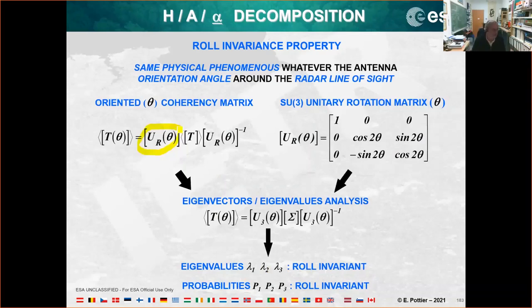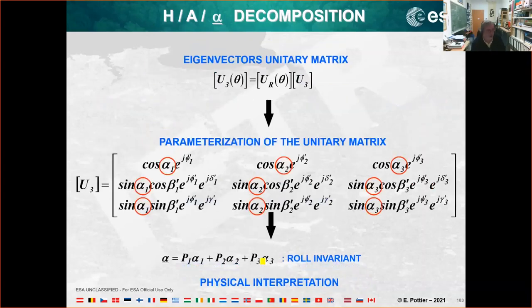But something which is very, very important is that if I derive the eigenvalues of this rotated coherency matrix, the eigenvalues are always the same. So the eigenvalues are very important parameters and are what we call roll invariant parameters. They are independent of the fluctuation of the plane. They are independent of the rotation of the antenna. This is really very important. So the eigenvalues are roll invariant, and so the probabilities are also roll invariant because they are constructed from the eigenvalues.